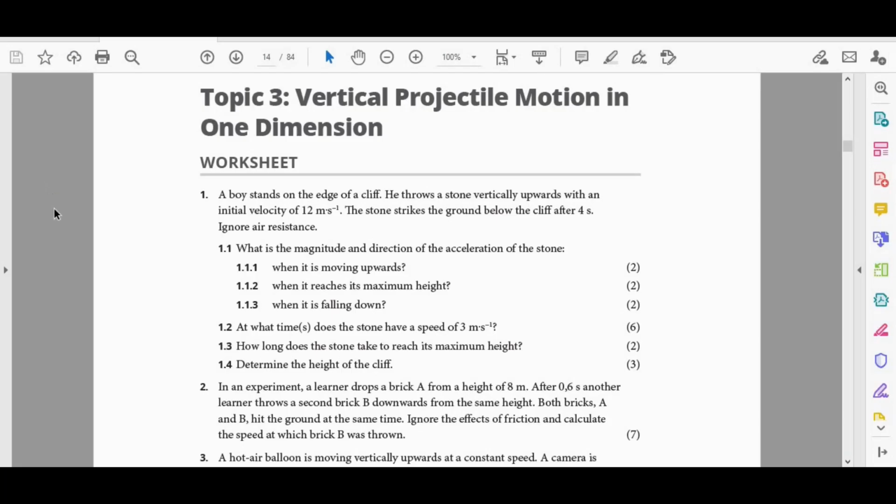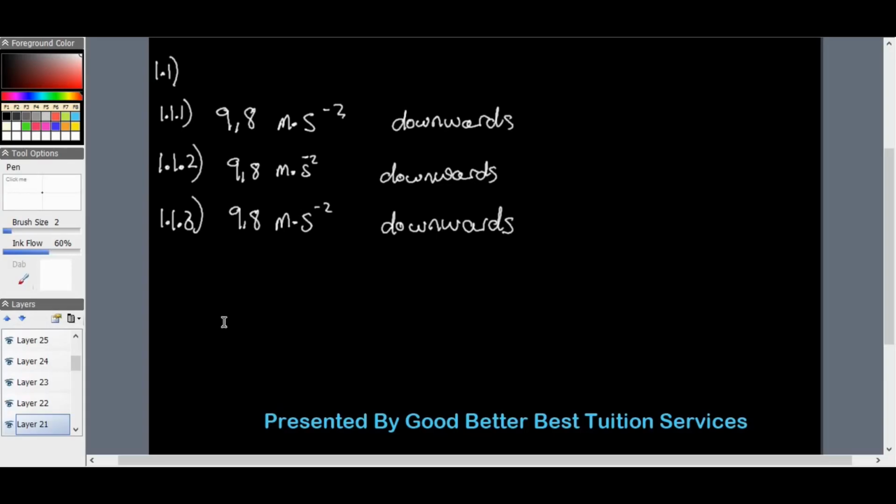Alright, so I'm just going to do the solution now for 1.2. At what time or times does the stone have a speed of 3 meters per second? Now remember, the boy stands on a cliff, throws the stone upwards, and then obviously the stone falls down. Okay? So for 1.2, the first motion is the upward motion. So if my upward motion I've chosen as positive, then the solution is going to go as follows. I use the equation of motion, hopefully we all chose this one.